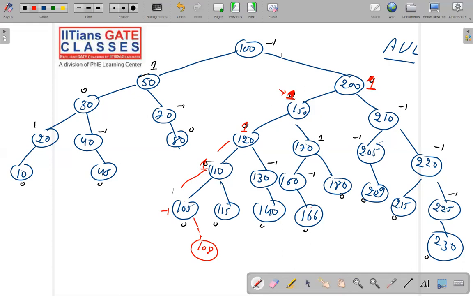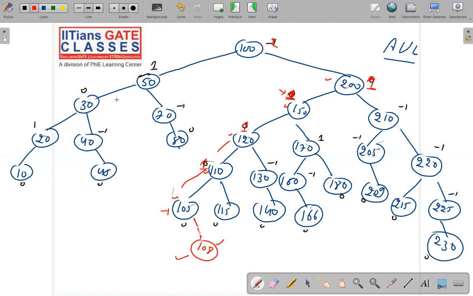Now at 100, at the root, what will the balance factor become? -2. Because the height of the right subtree is 6. Height of the left subtree, what is the height? It is the maximum distance from any leaf node. We have several leaf nodes, but 108 is at the maximum distance, so that is the height.